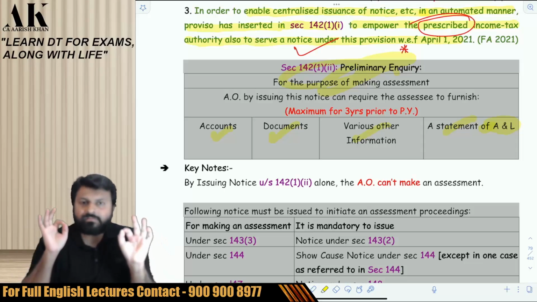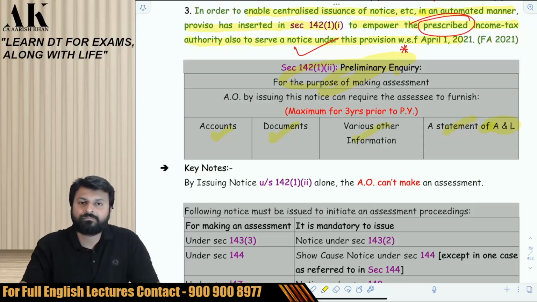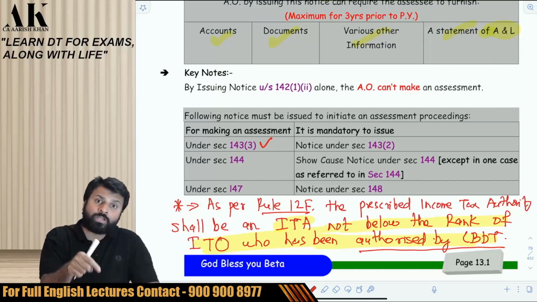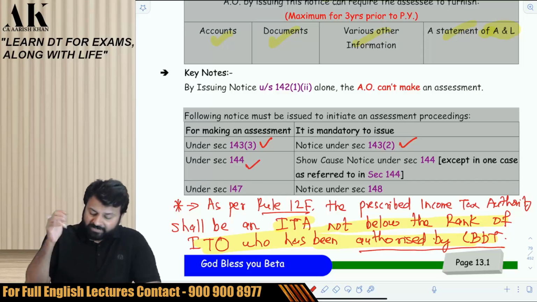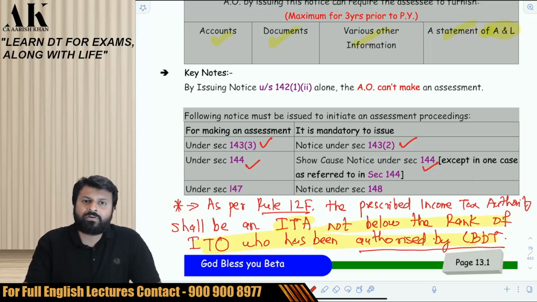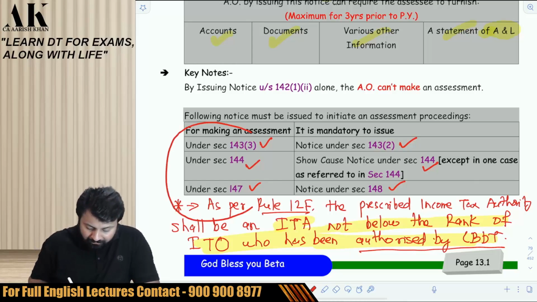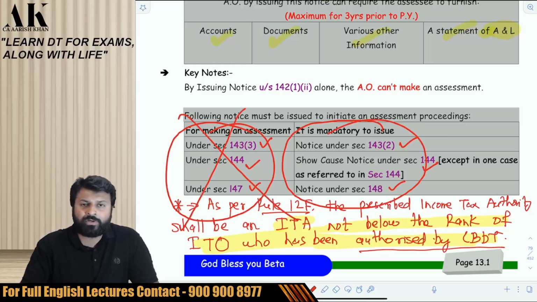Let me tell you very clearly, keep both your ears open and listen carefully to my words now, that by issue of this notice, that is 142(1) clause (ii), AO cannot do assessment. AO cannot do assessment by issue of this notice. There are 3 types of assessment under income tax law. First one is the regular assessment. If the AO wishes to do a regular assessment, then he has to send a scrutiny notice under 143(2). If an AO wishes to do a best judgment assessment, then he has to issue a best judgment show cause notice under 144. And if an AO wishes to do 147 income escaping assessment, then he has to issue a 148 notice. So if he wishes to go for these assessments, then he has to mandatorily issue these notices. Otherwise, these assessments will be void ab initio. I hope it is clear to all of you.